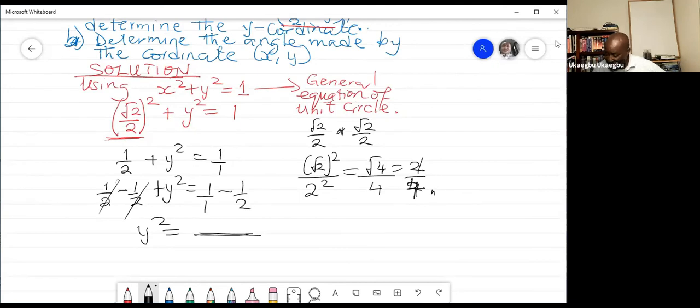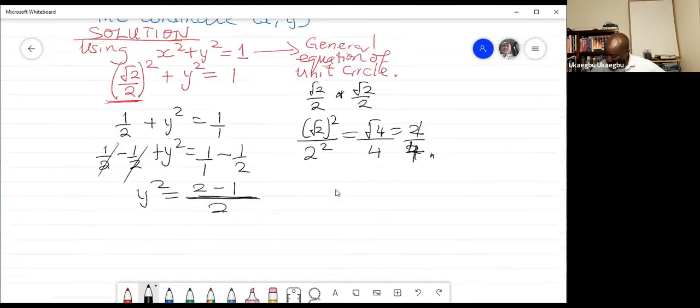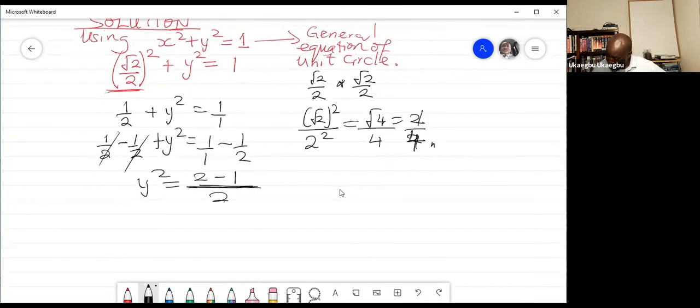Lowest common denominator is 2, right? So 2 divided by 1 is 2. 2 times 1 is 2. So you have 2 minus 1 over 2. So basically you have y squared is equal to 1 over 2. Okay.